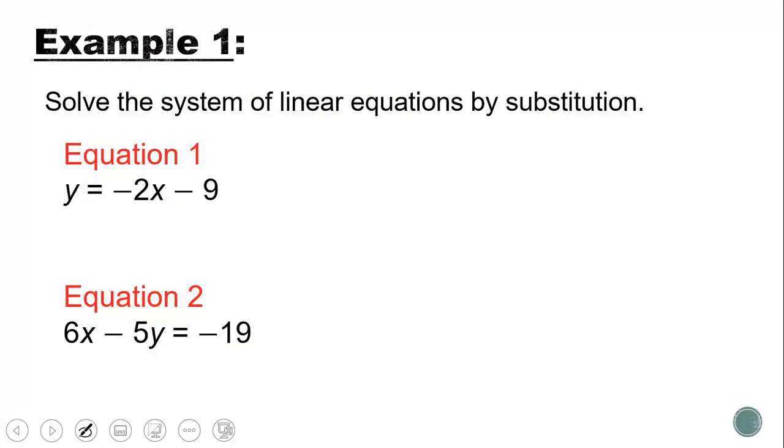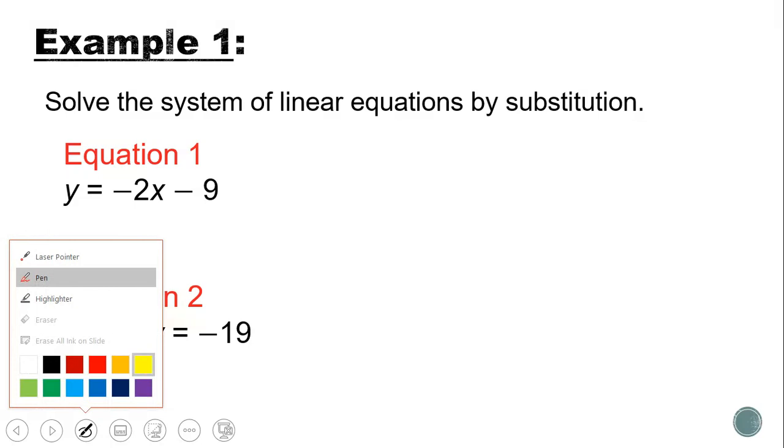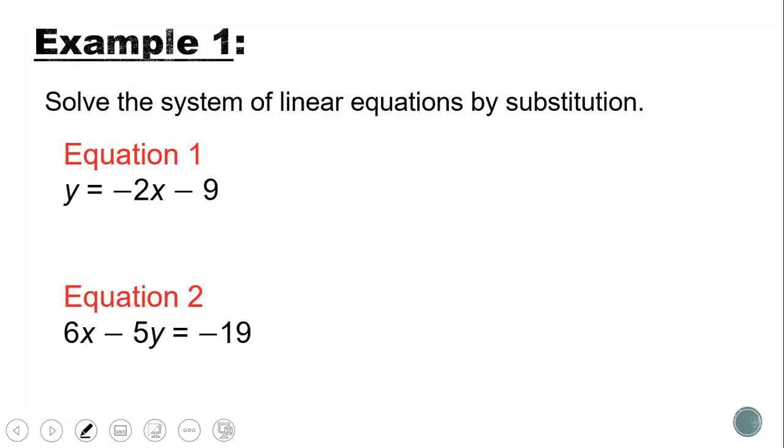So let's take a look at this equation here. We have two equations. We have y equals negative 2x minus 9. And then we have 6x minus 5y equals negative 19. So the good news is here, one of our equations is already solved for y. We already have one of them in y equals. Okay, we've got y equals negative 2x minus 9.